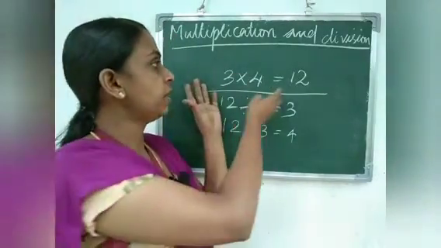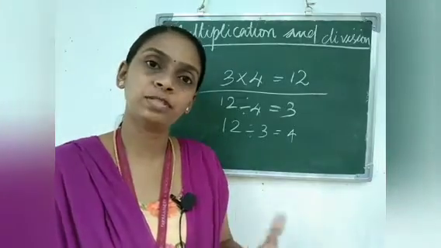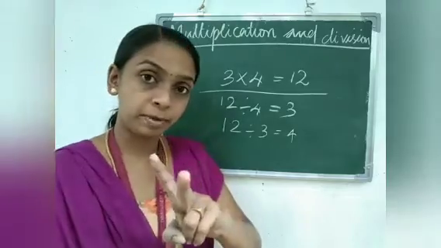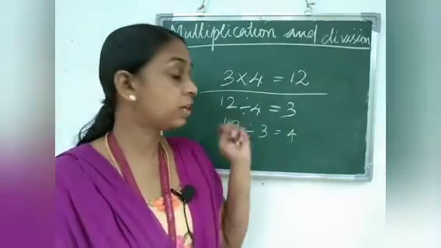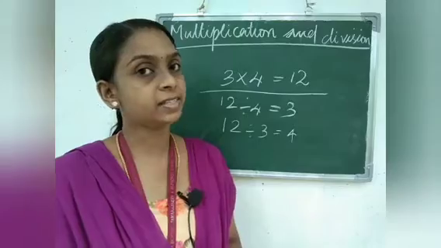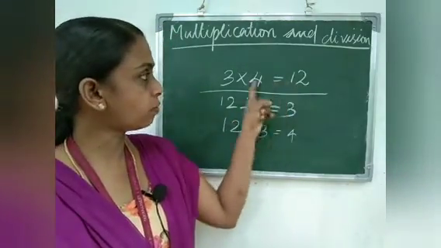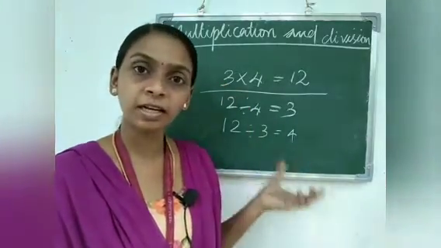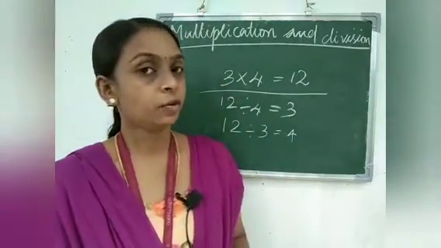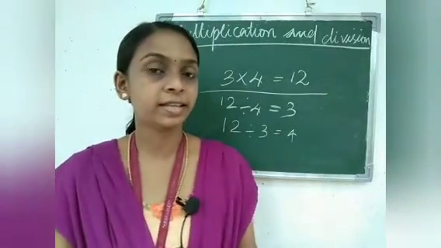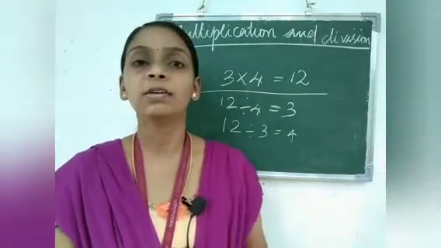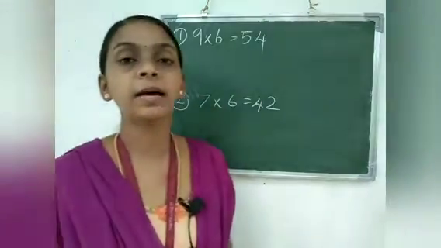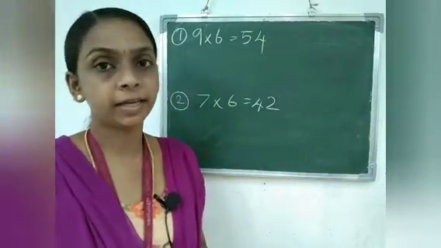So we are given a multiplication fact, that is 3 4s are 12. 3 into 4 equals 12. We wrote 2 division facts from this multiplication fact. That is 12 divided by 4 equals 3 and 12 divided by 3 equals 4. Both are correct, no? Yes. So we will look at another example of how we can write the division fact from a given multiplication fact.